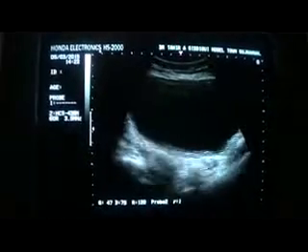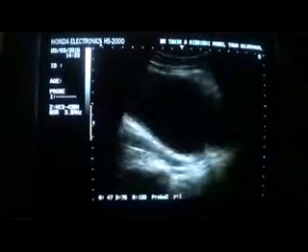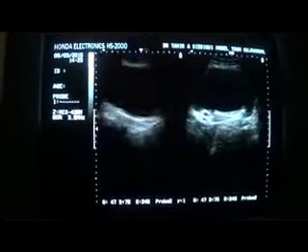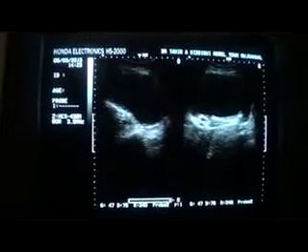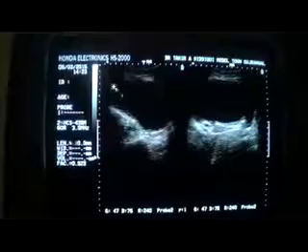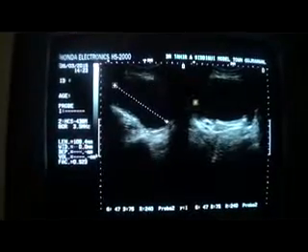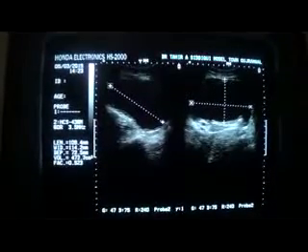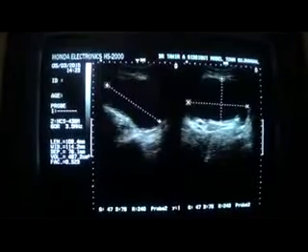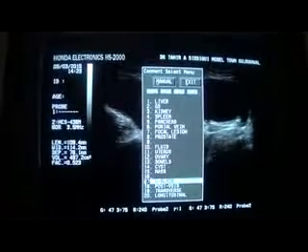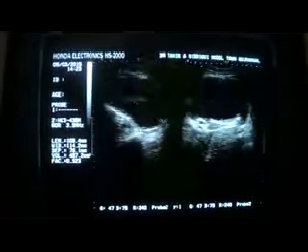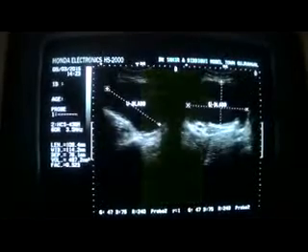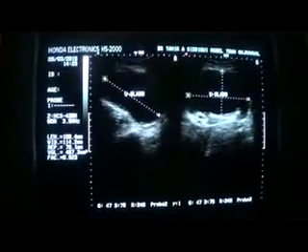This is a post-void ultrasound. Let's see what the post-void residual volume is. The calculated residual volume is simply, this is an approximate volume, approximately 497, meaning 500 plus, of urine within the urinary bladder, and this is significant.